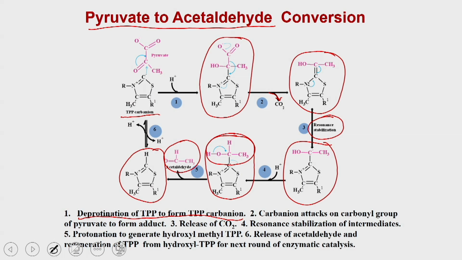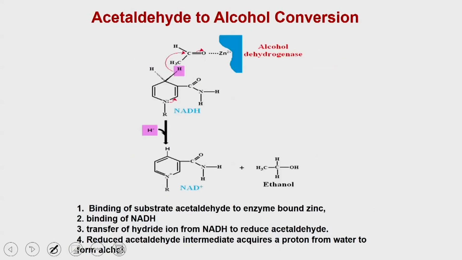So, that is how the pyruvate is getting converted into the acetaldehyde following this kind of complicated reaction mechanism, and the enzyme which catalyzes this reaction is called the pyruvate decarboxylase. Now, let us go to the next reaction. So, once the acetaldehyde is being generated, it is getting converted into the ethanol or the alcohol. And the enzyme which catalyzes this reaction is called the alcohol dehydrogenase.